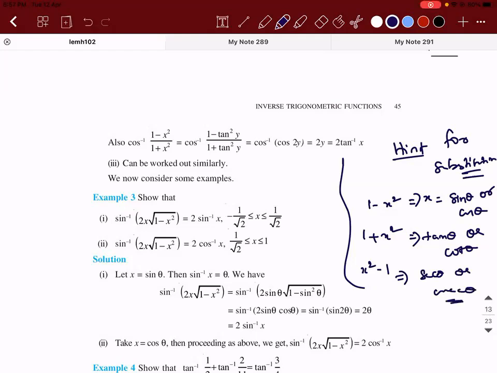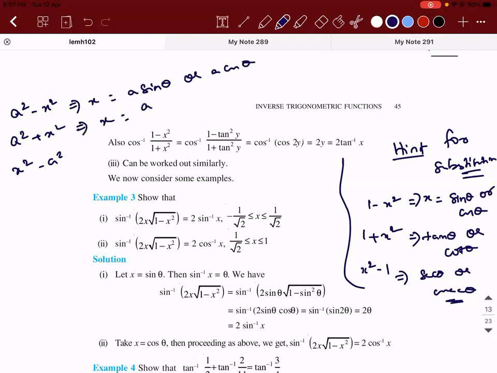So that is the first set. Sometimes there will be questions like a square minus x square, a square plus x square, and x square minus a square. When you have a square minus x square, put x equal to a sin theta or a cos theta. When you have a square plus x square, put x equal to a tan theta or a cot theta. Prepare it like a table, so it will be useful for future reference. Then here you write x equal to a secant theta or a cosecant theta. Is that clear? Does that make sense?